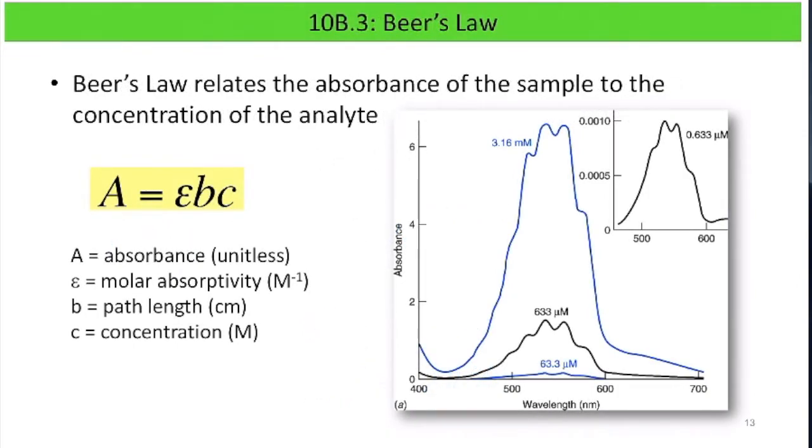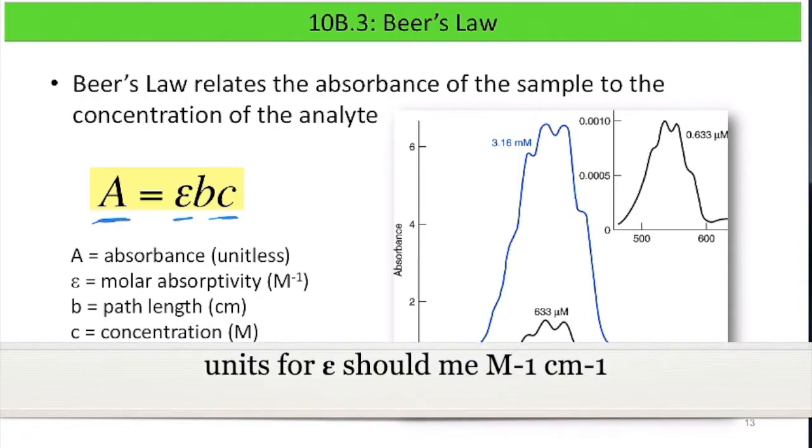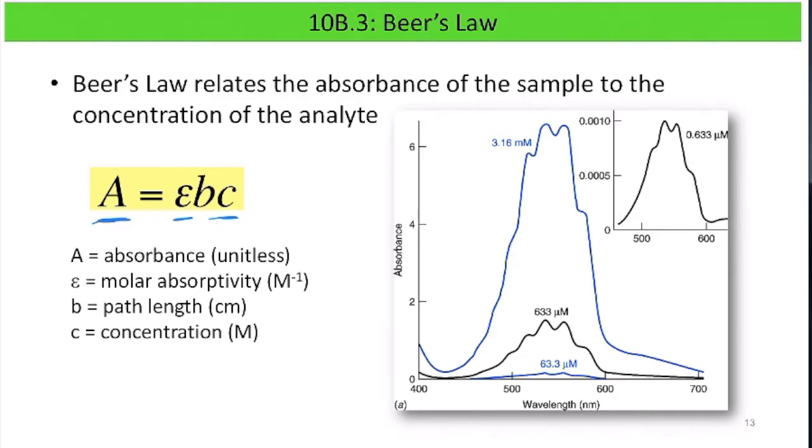Okay, so now let's talk about Beer's law and how we can use spectroscopy to measure concentrations of analytes. So Beer's law relates the absorbance of a sample, A, to the concentration of the analyte, C. So A is absorbance. Absorbance doesn't have any units. C is concentration, units of molarity. And we have epsilon, which is called the molar absorptivity. So that's just a number that corresponds to how much light a particular analyte absorbs at a specific wavelength. So this number is going to be different for different compounds at different wavelengths, and it's just basically a constant. And B is the path length. So that's how far the light has to travel through your sample.